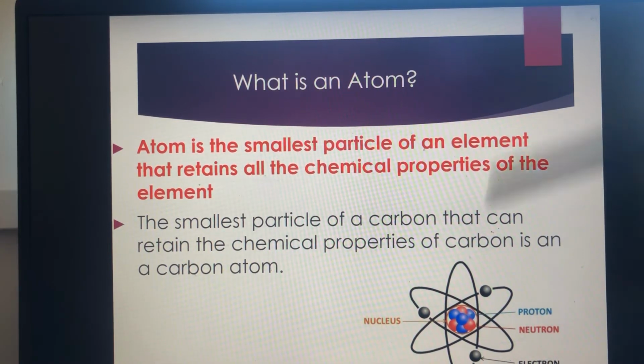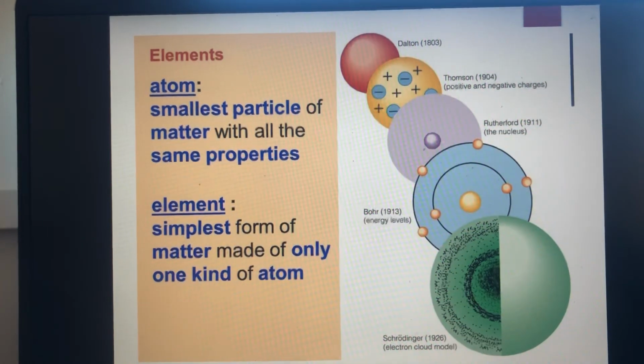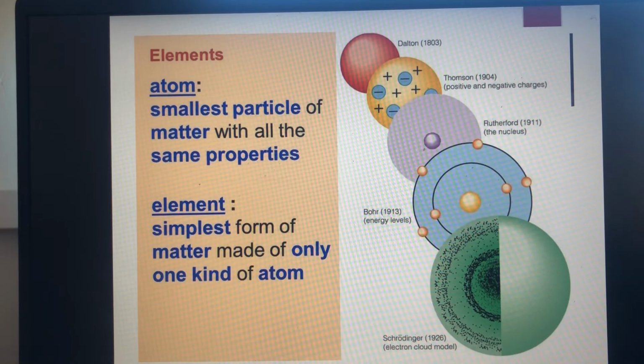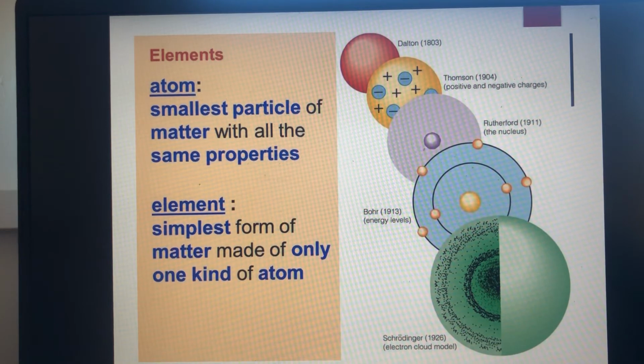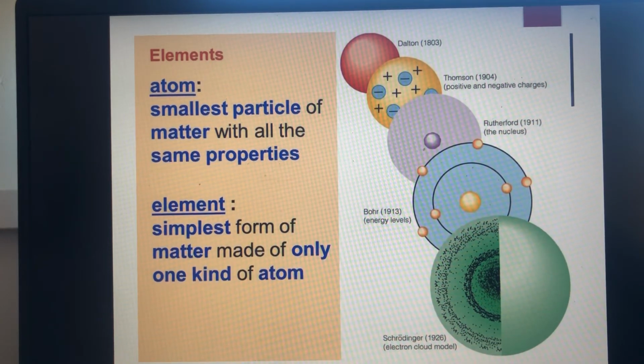Now this little drawing should look familiar. This is where you have your protons, your neutrons, your electrons, and your nucleus. I keep reminding you, so you know this is going to be on your test, that an atom, again, is the smallest particle of matter with all the same properties, okay? And an element is the simplest form of matter made only of one kind of atom.